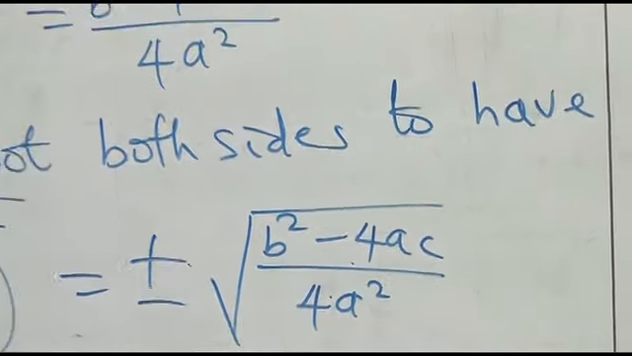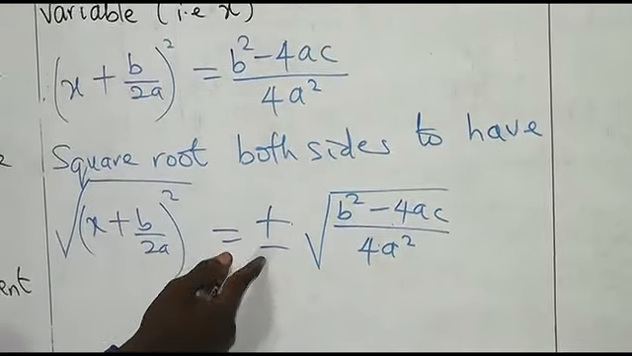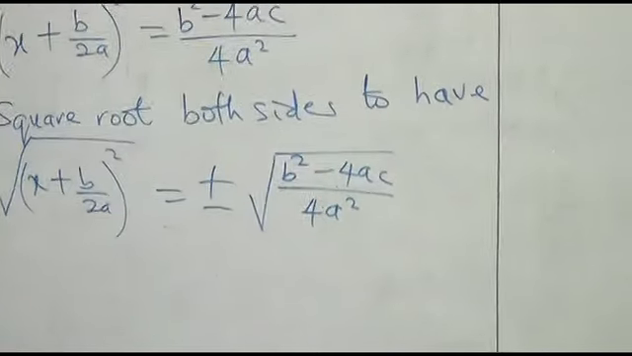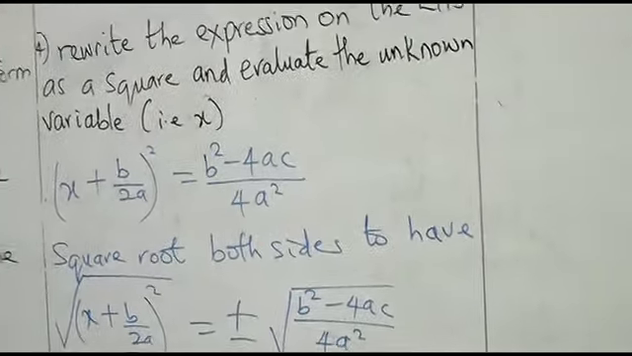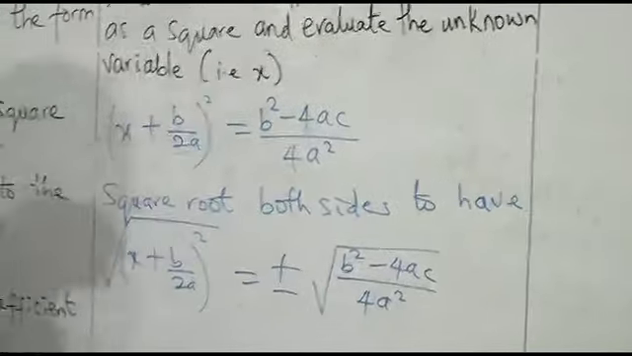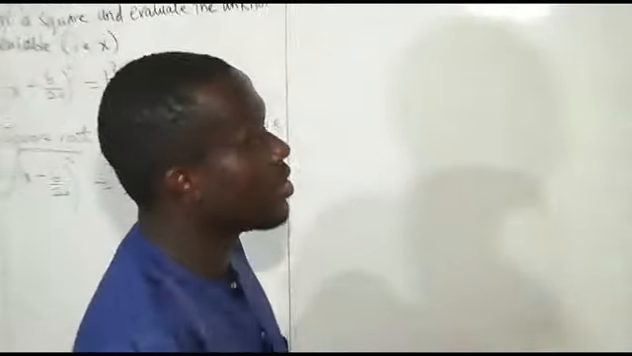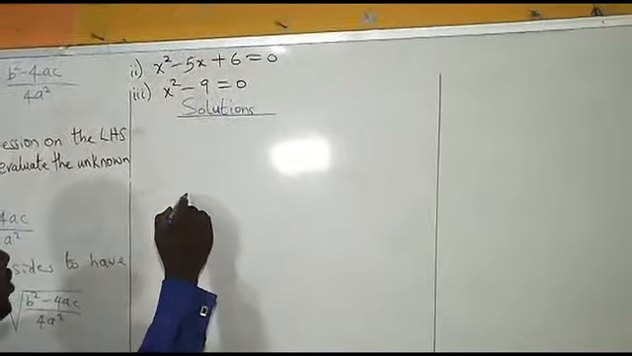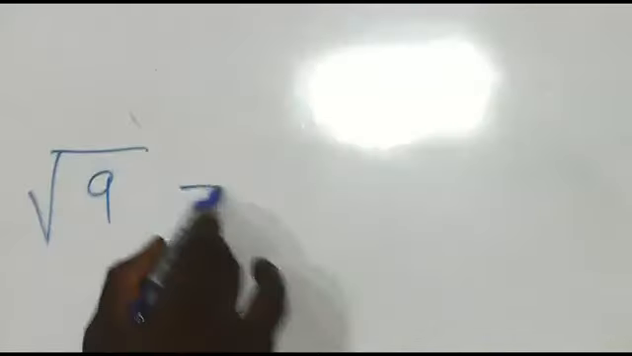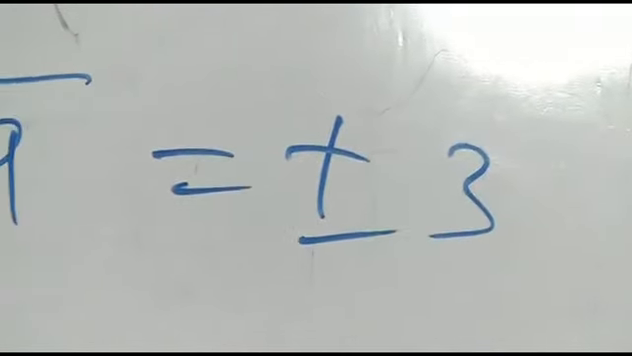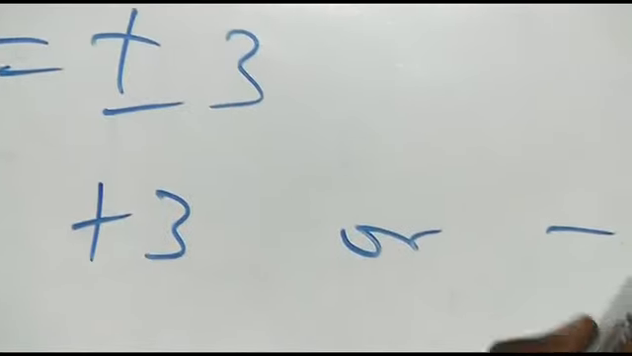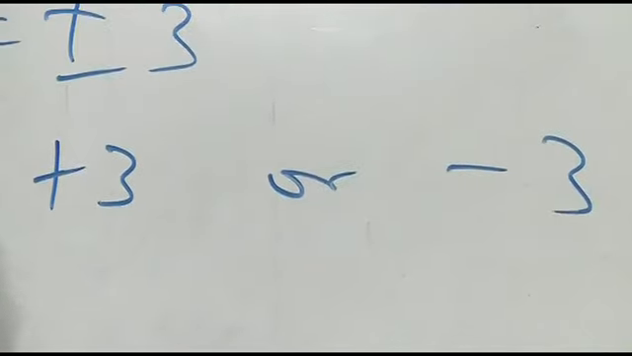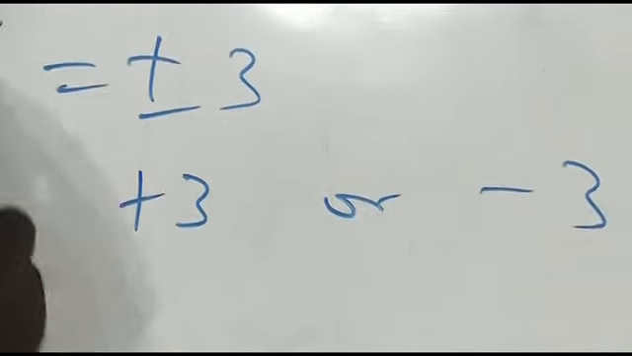Now, the reason why you have to add plus or minus is because when you take the square root of a perfect square, the answers will be both in terms of positive and negative. Take for instance, the square root of 9 will give you plus or minus 3. That is, you have plus 3 or minus 3. Now, when you square your answer, you are expected to get 9.